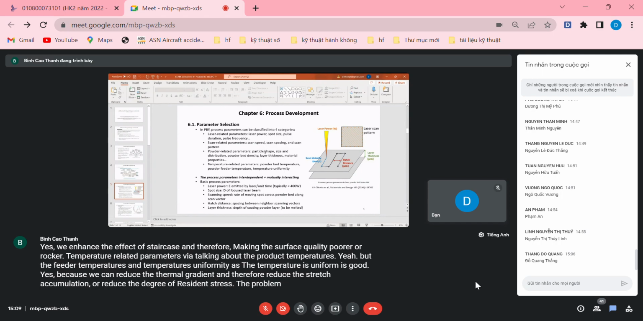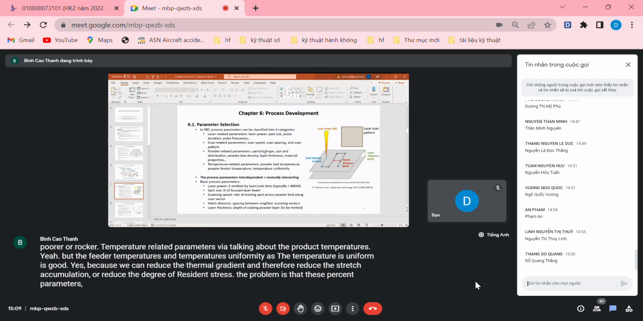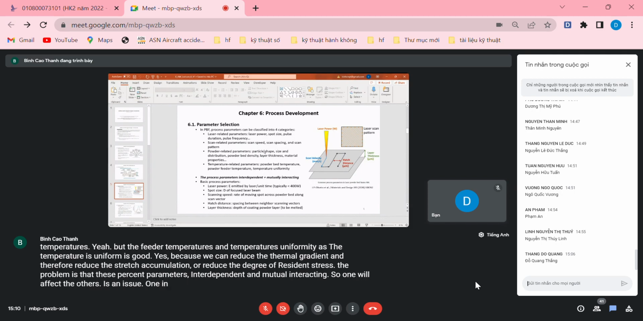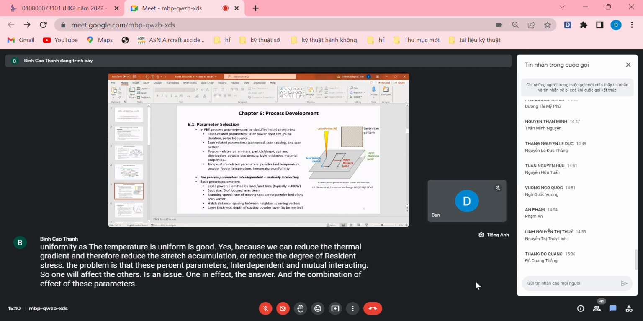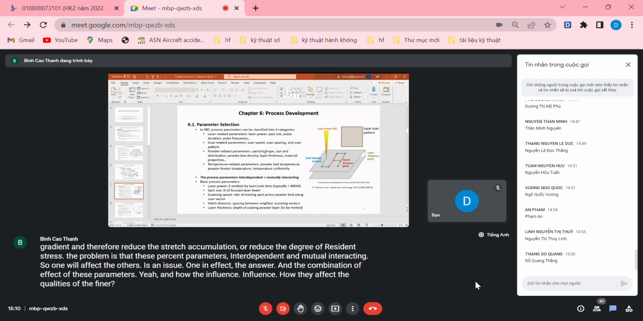The problem is that these process parameters are interdependent and mutually interacting, so one will affect the others. That is an issue. One will affect the other, and the combined effect of these parameters, and how they affect the quality of the finished printed part, is quite important to investigate.